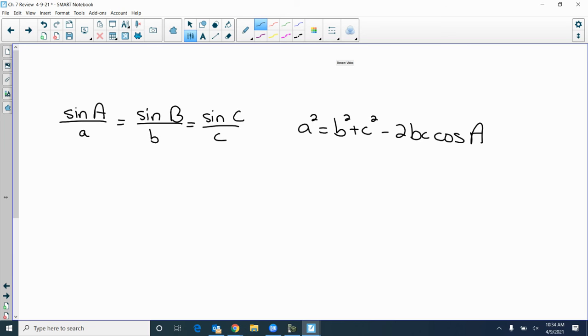450, and I don't know if they'll change this. These will be the three formulas you're given again. They'll be at the top of the first page: law of sines, law of cosines.